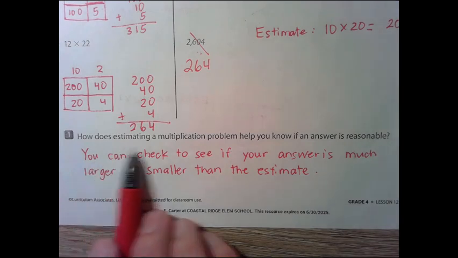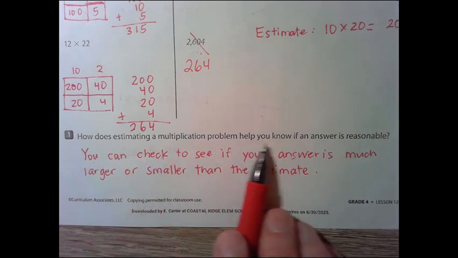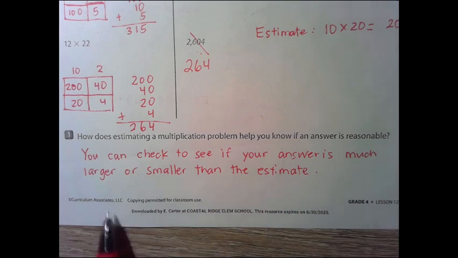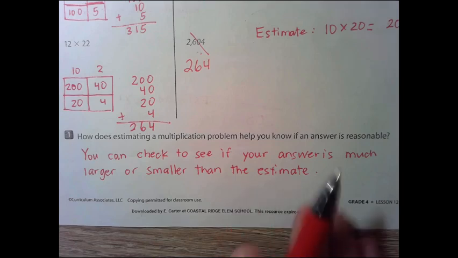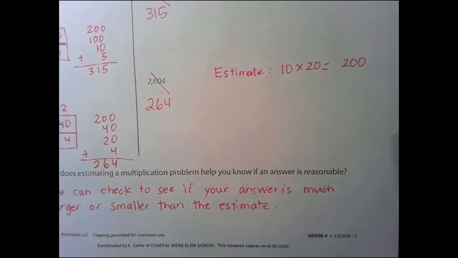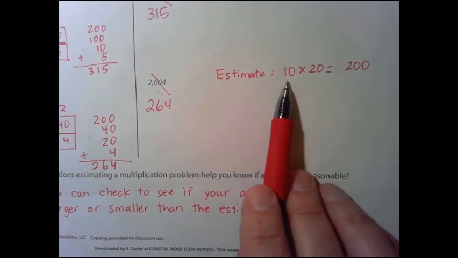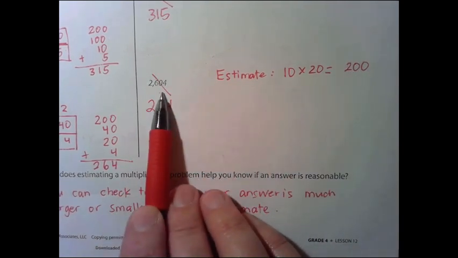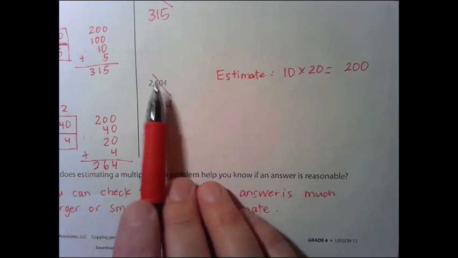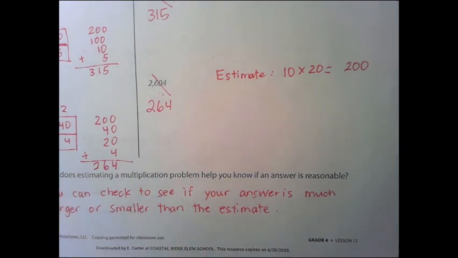How does estimating a multiplication problem help you to know if the answer is reasonable? Well, you can check to see if your answer is much larger or smaller than the estimate. Like let's look at the last one. Our estimate was in the 200s, and then they had an answer in the 2000s. So that again is way off. So it helps you figure out, okay, I'm in the ballpark, or I'm not in the ballpark. So it helps you figure out if your answer is reasonable.